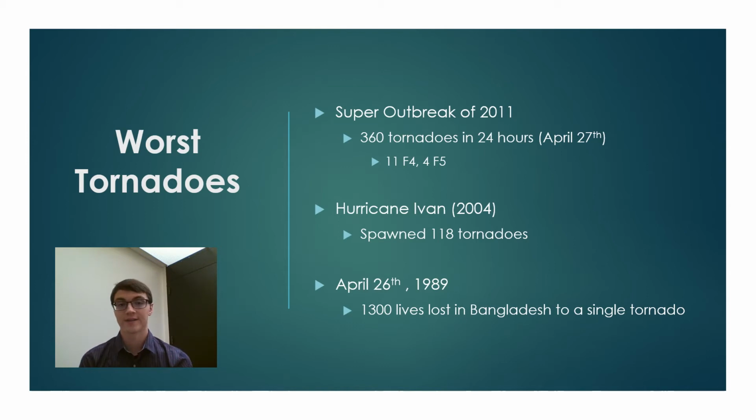That's really, really fast. And in 2004, Hurricane Ivan spawned 118 tornadoes, making it the hurricane that spawned the most tornadoes, a world record. And in 1989, we had the deadliest tornado. It was in Bangladesh. Over 1,300 lives were lost due to one tornado.